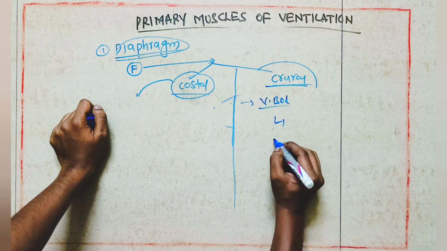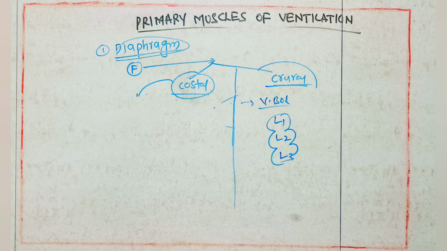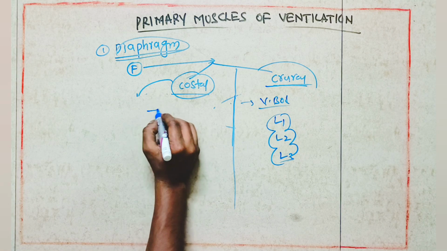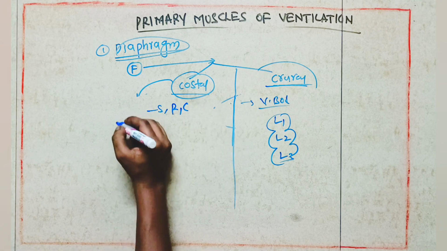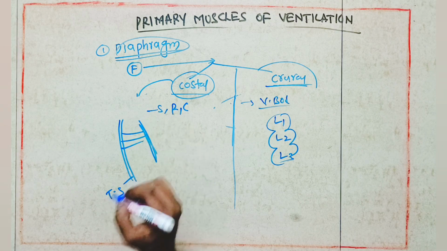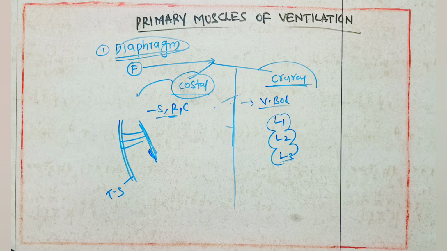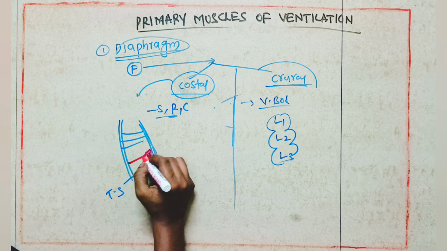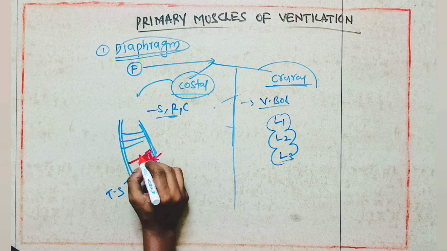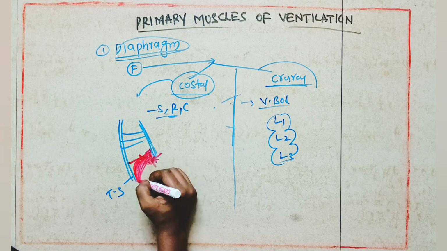Which vertebral bodies? L1, L2, L3. So from these three vertebral bodies, the crural portion will come. The costal portion is coming from the sternum, ribs, and costal cartilage. Like a simple example, this is the thoracic spine, which will have ribs, and this is our sternum. So it is coming from the sternum, and the ribs will be there. See here the sternal connection, then the ribs connection, and here the costal cartilage will be there. So this is the costal portion of the diaphragm.